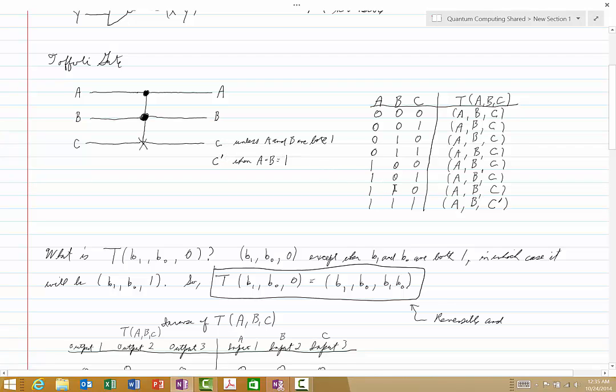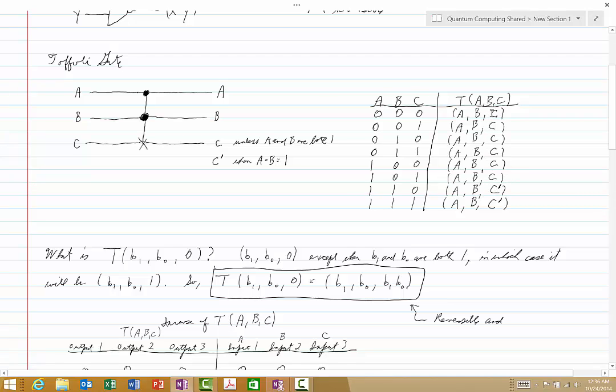However, if you look at this seventh line, in both the seventh line and the eighth line, A and B are both equal to 1. And so in both of these cases, the C output line should be C prime. So it's correct here, but right here, this should be C prime. So I'll correct this right now, C prime, and now that's correct.